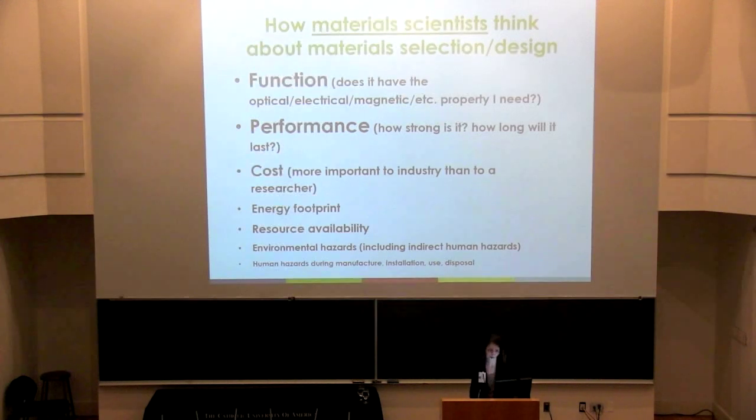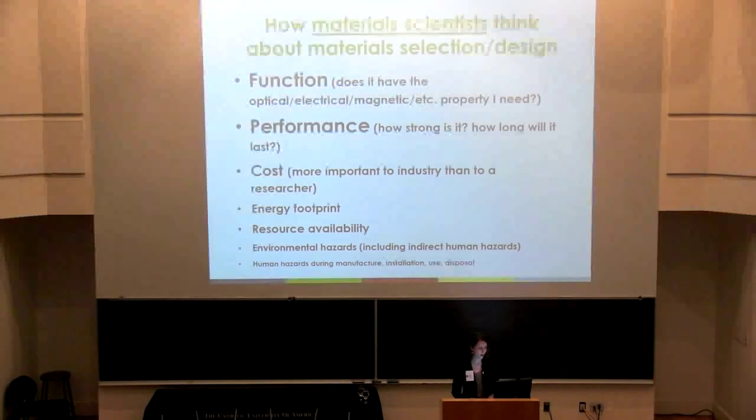So how do materials scientists think about material selection and design? I would say the most important things are function. Does it have the mechanical property I need, the optical property? Is it magnetic? Does it have the electrical property that I need? And performance: is it going to last a long time? Is it robust? Does it have the strength and toughness that I need? Cost will be a concern, probably more to industry than to researchers. Scientists are starting to think in terms of sustainability, with an energy footprint of materials and resource availability.